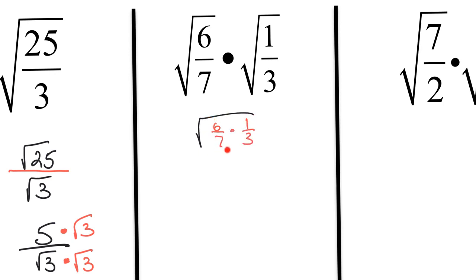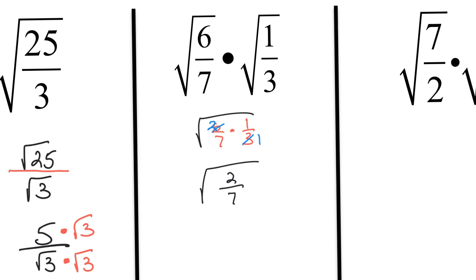When you focus on the fractions and you multiply fractions, remember that we can cross simplify. So the 6 and the 3 are cross from each other. You can simplify. 6 divided by 3 is 2, and 3 divided by 3 is 1. So you guys can simplify that. 7 and 1 cannot be simplified. So we have the square root on the top, 2 times 1, that's going to be 2. And on the bottom, 7 times 1, that's going to be 7.